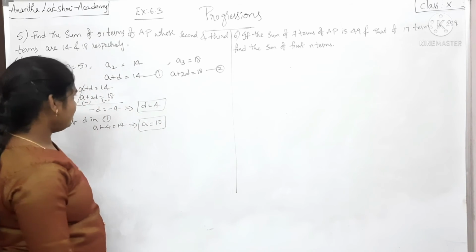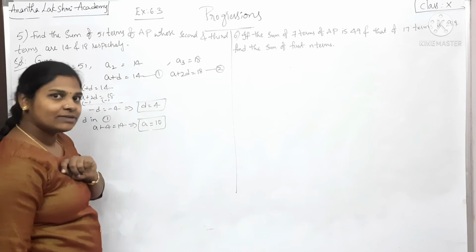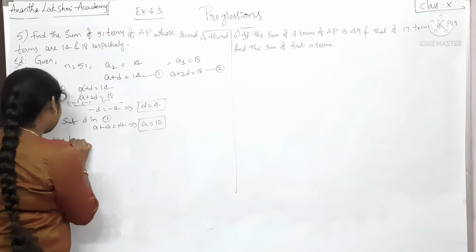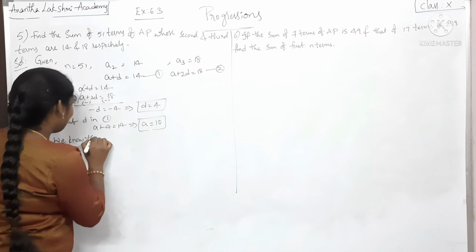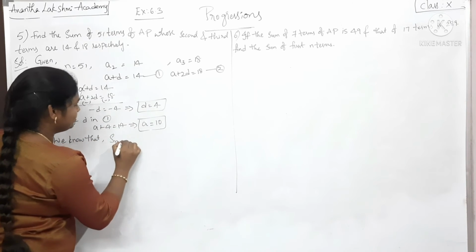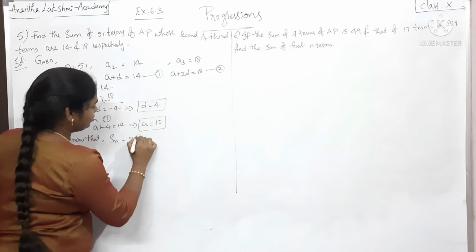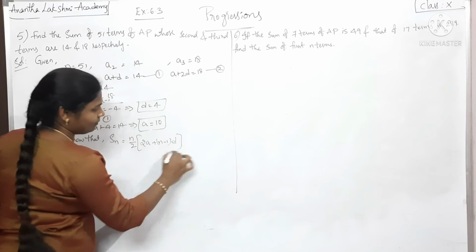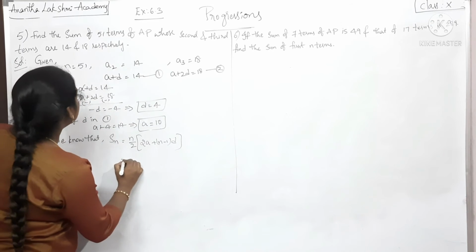Now you know n, a, d. What is the formula? Classic formula. I call the first formula the classic formula. We know that the sum of n terms is equal to n by 2 into 2a plus n minus 1 into d.